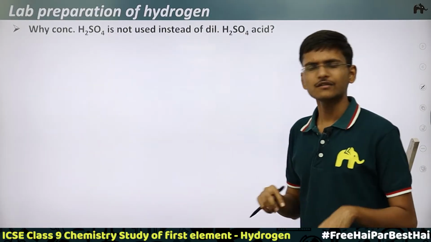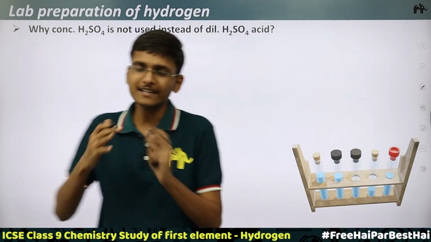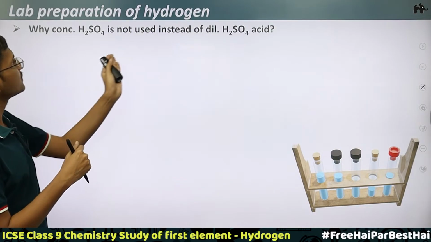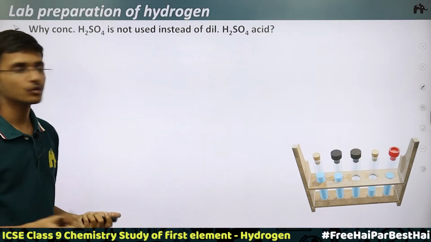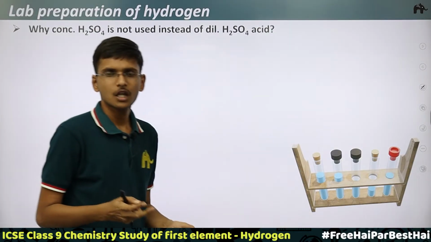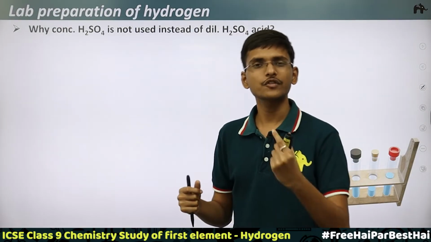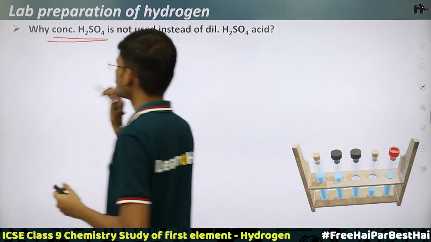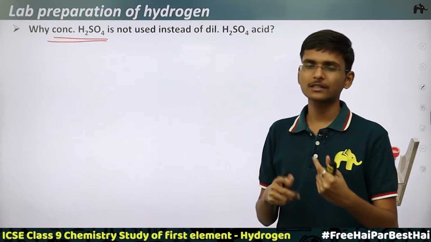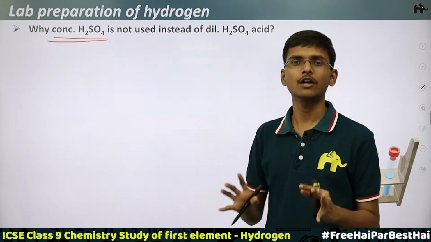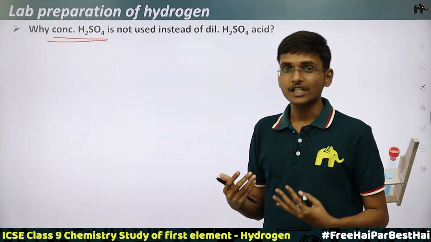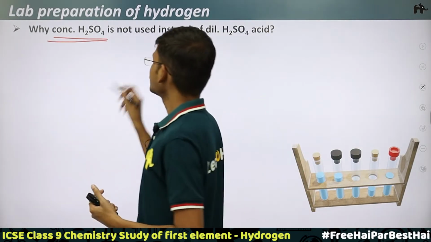One more interesting thing is, why not use concentrated sulfuric acid instead of dilute sulfuric acid? The reason is very simple. Concentrated sulfuric acid has oxidizing properties. You don't know what oxidation and reduction are till now, so no need to worry about the oxidizing nature.